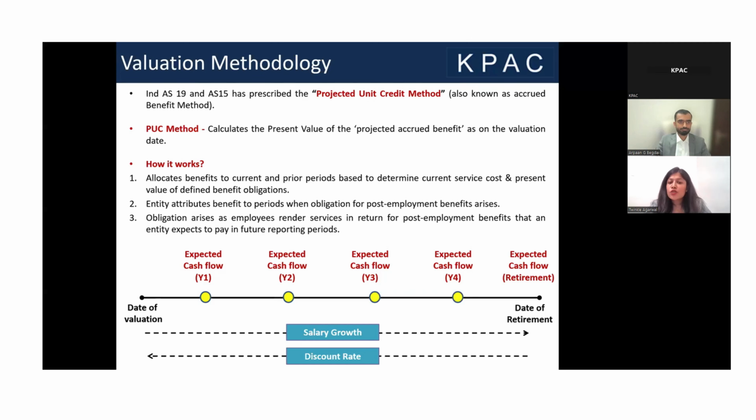We have also considered two critical assumptions, the salary growth rate and the discount rate assumption. For each expected cash flow in the future, we increase the cash flows with a salary growth rate assumption, and we discount all of these cash flows with a discount rate assumption to the current valuation date. So the PUC method is an internationally accepted approach that aligns with the accounting standards, ensuring a fair allocation of benefits across an employee's service period. By carefully selecting the actuarial assumptions, organizations can accurately project their long-term liabilities and ensure financial preparedness for employee benefit payouts.